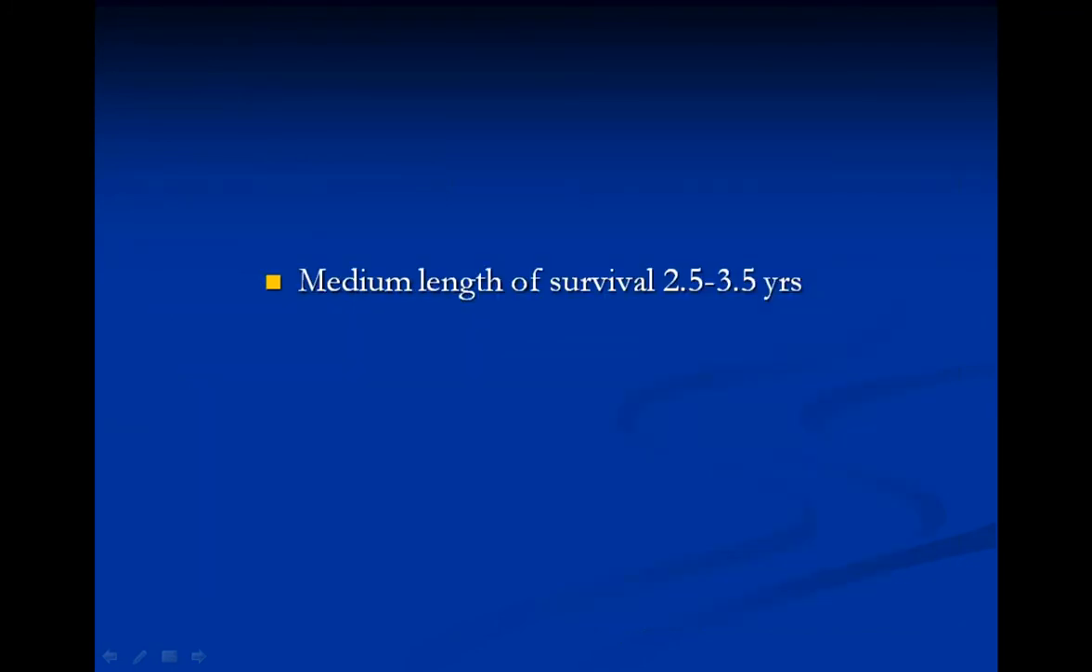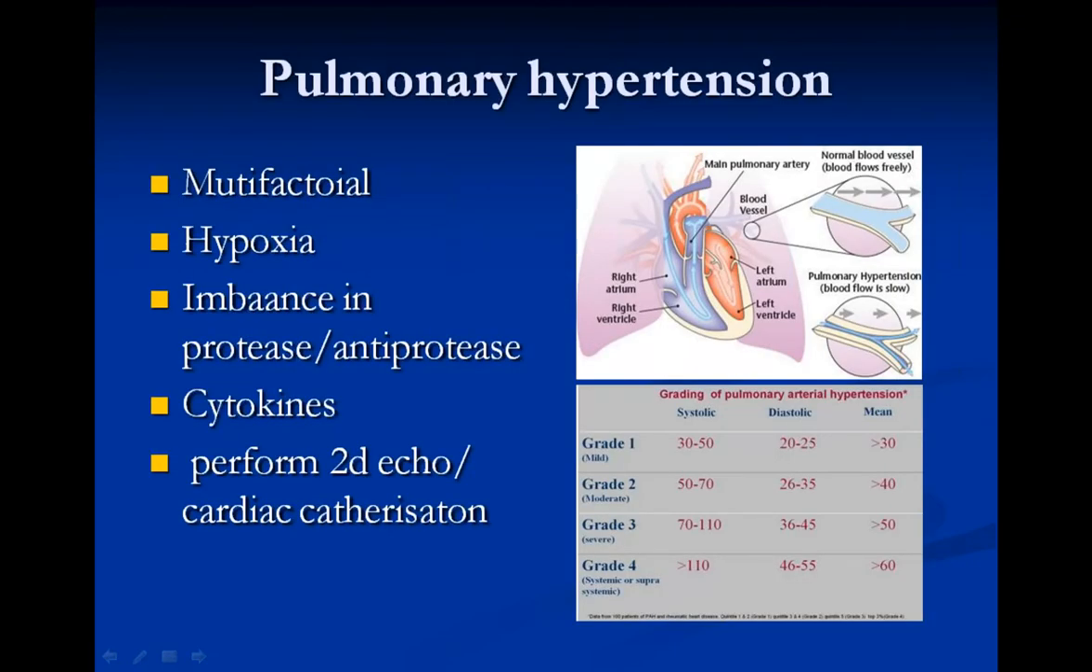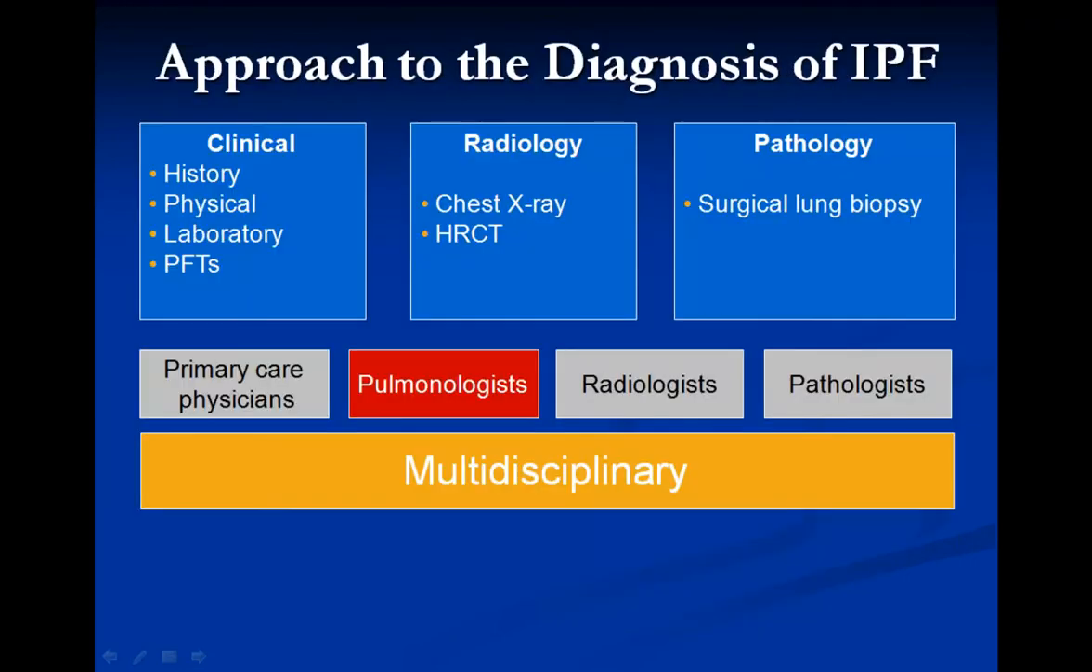Generally, IPF patients have a median length of survival of 2.5 to 3.5 years. Pulmonary hypertension is again a major factor in these interstitial lung disease patients. If there is pulmonary hypertension along with the interstitial lung diseases, they will have a very poor prognosis.